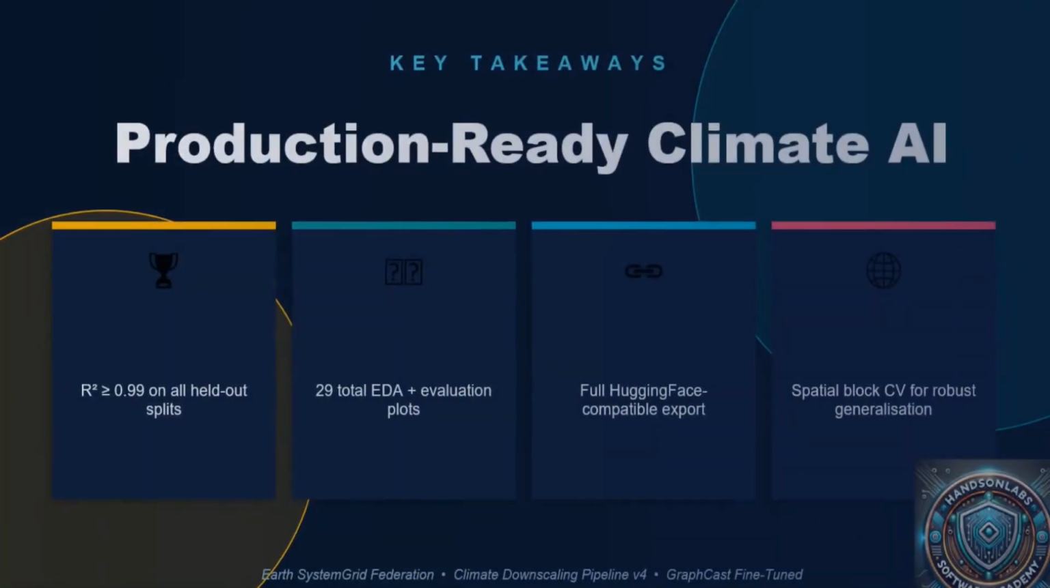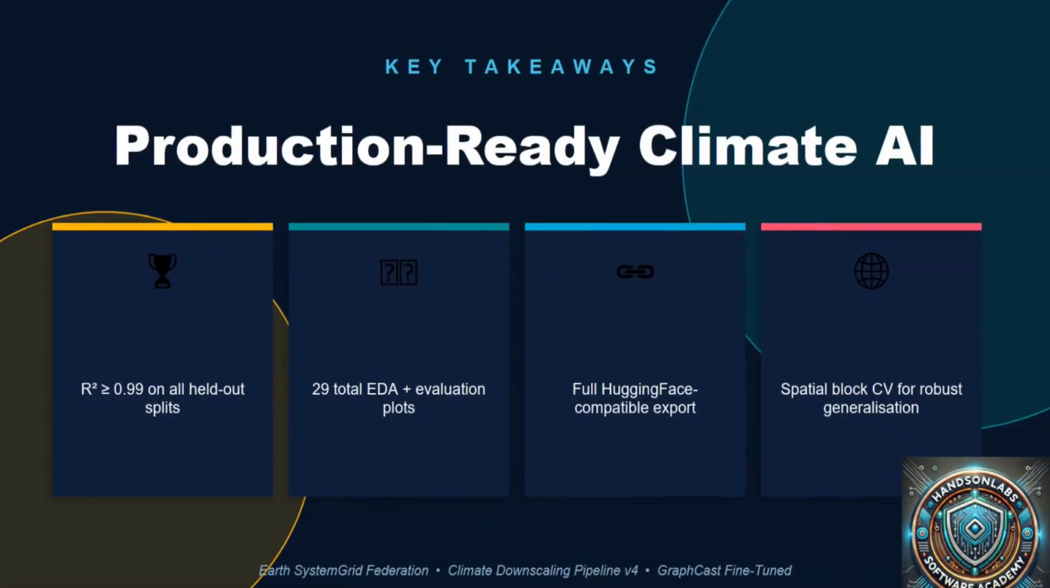Now, these are things that we need to understand. Some of the key takeaways here is the production readiness of Climate AI. All right, this Climate IQ program. We have R squared as greater than or equal to 99% on all held out splits. Right. Then you have 29 EDA plus evaluation plots. Then, of course, you have it ready for Hugging Face compatible export and for, of course, multiple application uses. Then the spatial block CV for robust generalization.